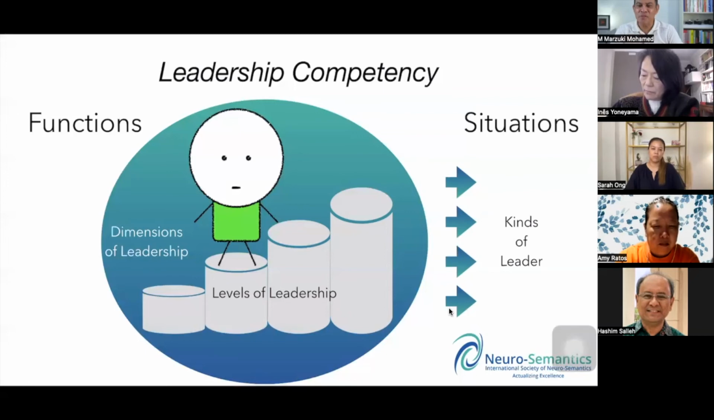And so that's why from the very beginning I said to you, it is not about us thinking about the kind of leader, the style of leader that we need to be. We need to bring from the very fundamental, what function do I serve? And in serving this function, where am I at on my level of leadership? What are the dimensions I'm bringing to this function? And depending on the situation, what is my style? What is the kind of leadership that I will be bringing to this particular situation?